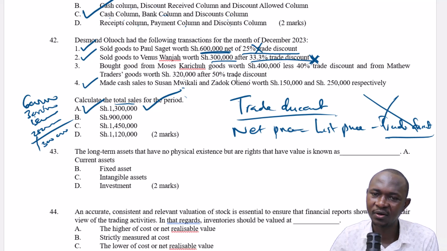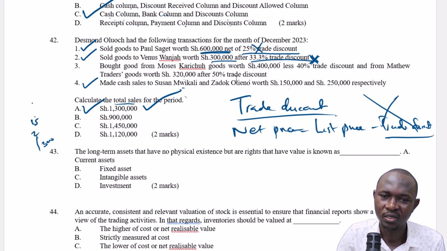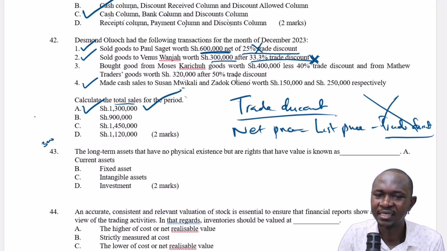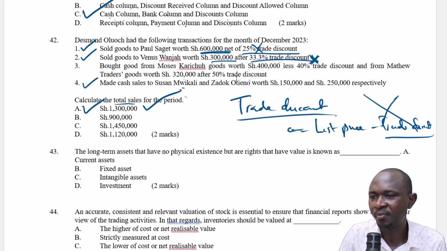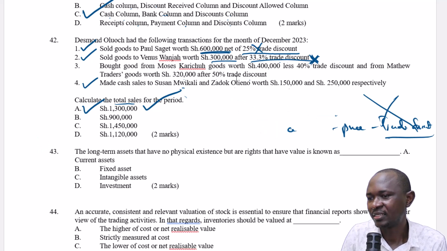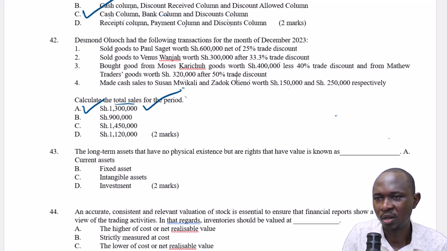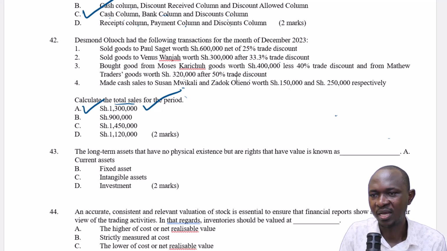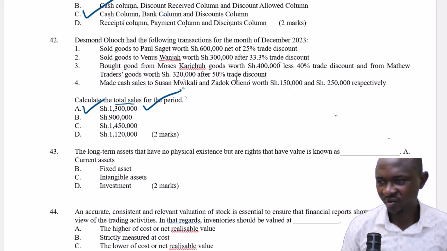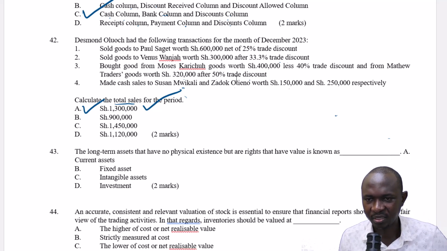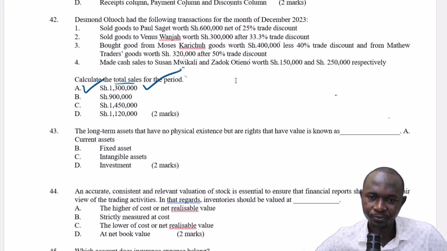A is the correct answer for that question, arrived at as 600 plus 300 plus 150 plus 250. And the reason is very simple: trade discount is not normally considered for accounting records. Cash discount is, but trade discount, no. So we'll pick this as the sales price, 600 plus 300 plus 150 plus 250. That gives us 1.3. Thank you.